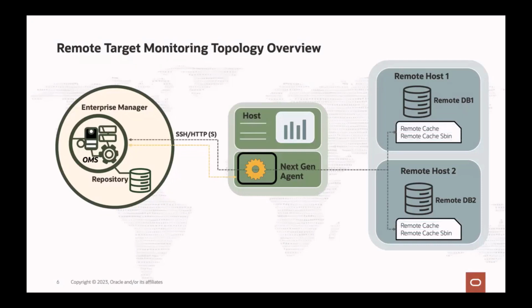So we create the remote cache and remote cache SMIN directories. The detailed path and contents of these directories will be discussed in later slides. Once the remote hosts are added to the next-gen agent, it will begin monitoring them. The next step is to discover the database running on that host through the next-gen agent for management and monitoring purpose.